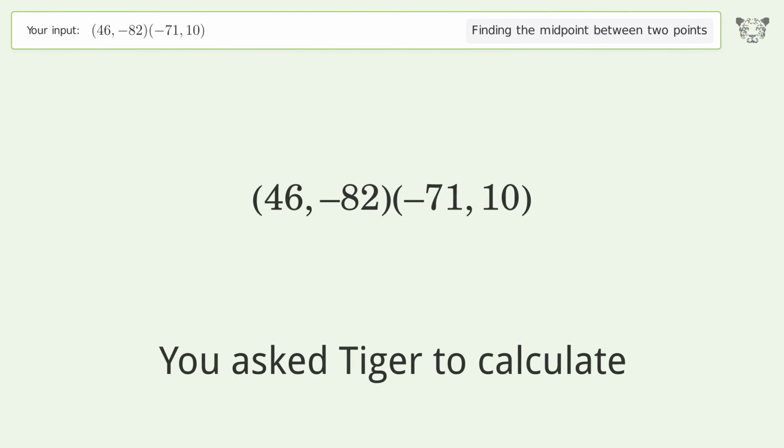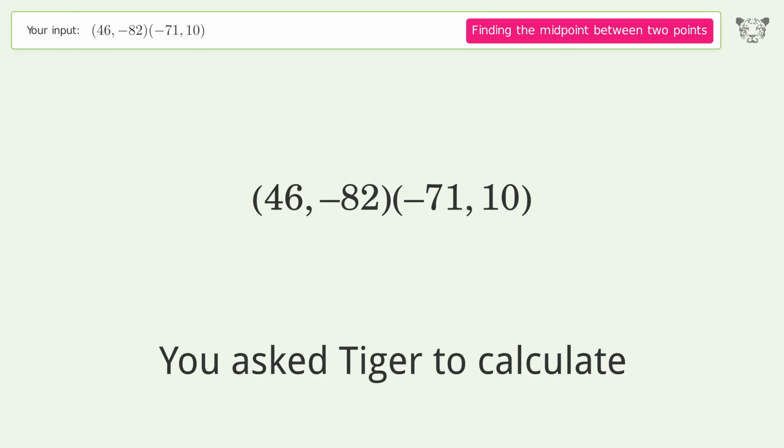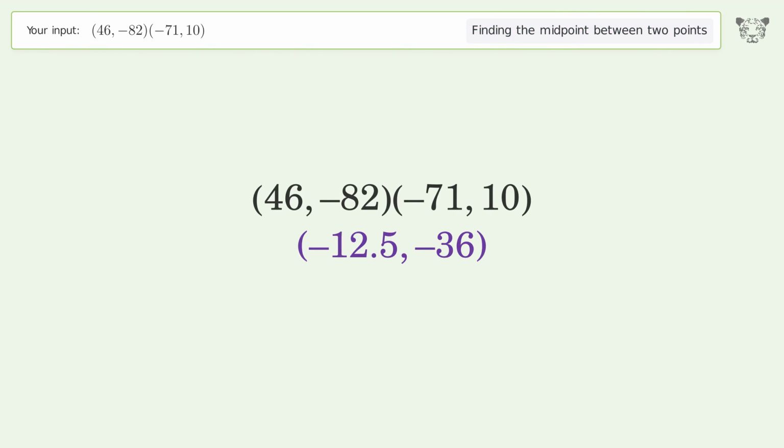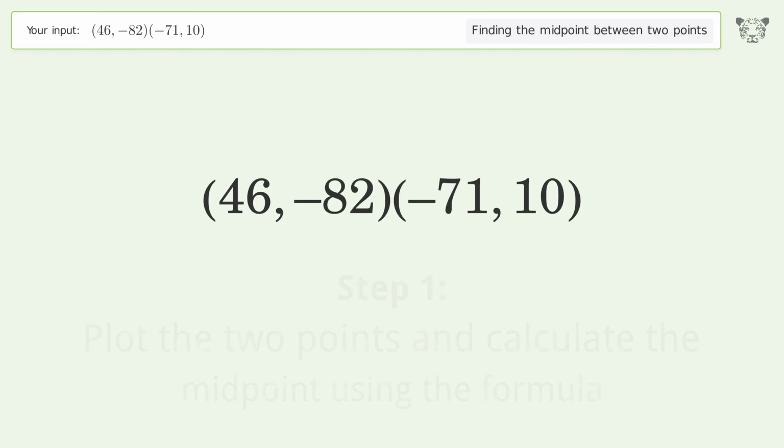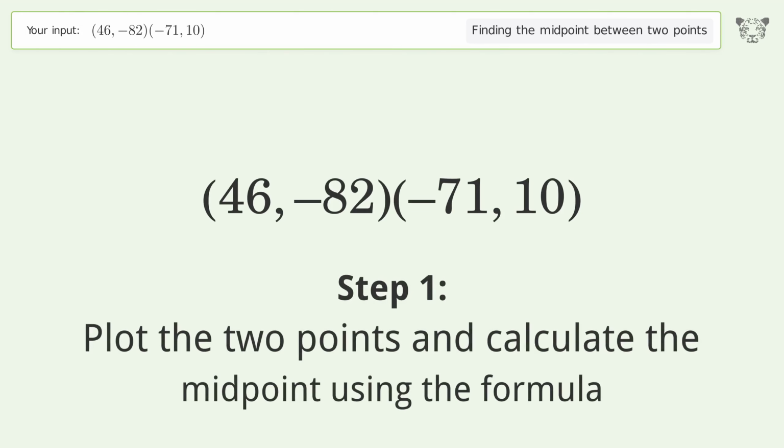You ask Tiger to calculate. This deals with finding the midpoint between 2 points. The midpoint between the 2 points is -12.5, -36. Let's solve it step by step. Plot the 2 points and calculate the midpoint using the formula.